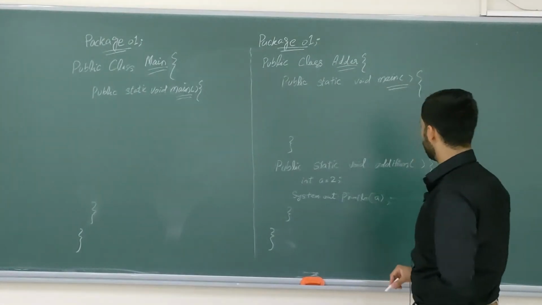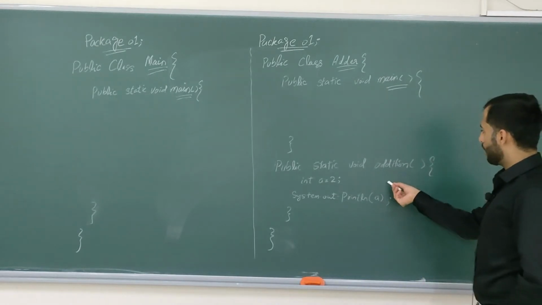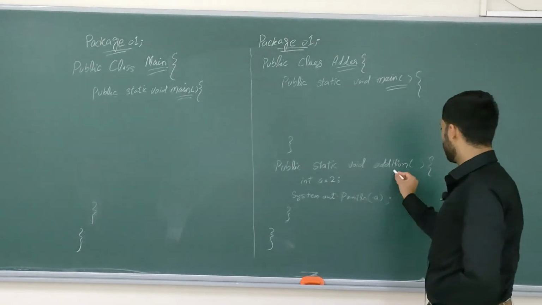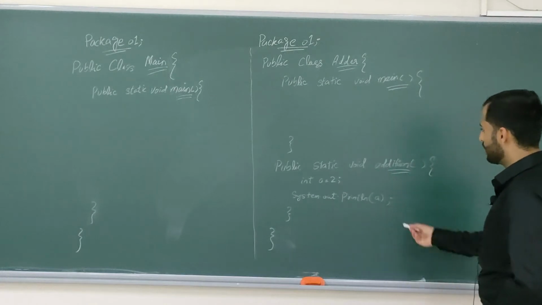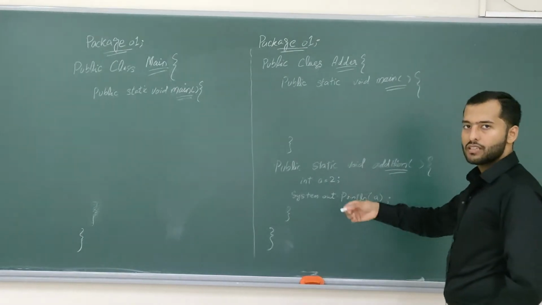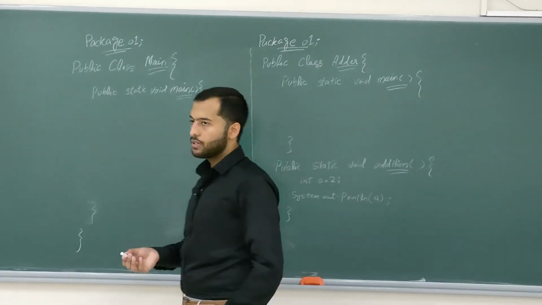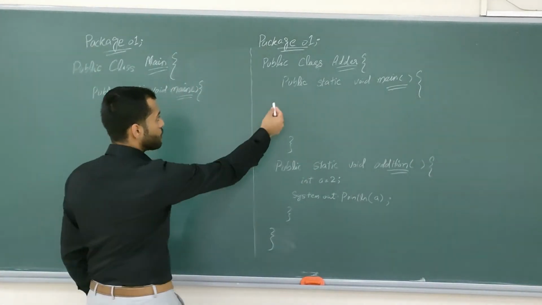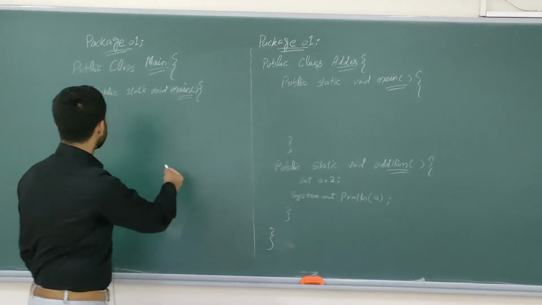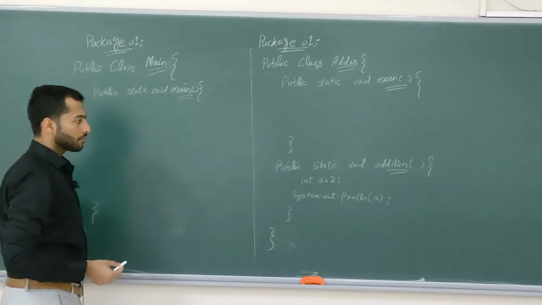Here is the main method, and here I have created one more method with the name addition. It is void, so it will not return anything. Now, if you notice, I have written public here, here also public, and here also public.